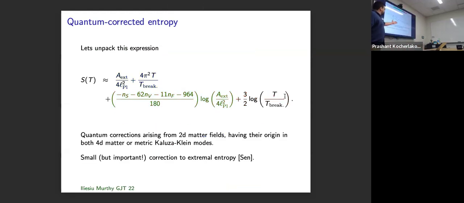The first term arises from the 2D description. It arises from these matter fields that can be either KK modes or reduction of matter in higher dimensions. That's why this term, logarithmic in the extremal entropy, depends on the low energy matter fields. And this 964 comes from the KK modes of the metric that are not spherically symmetric. No, I'm not discussing the supersymmetric case, so there's no gravitino here.